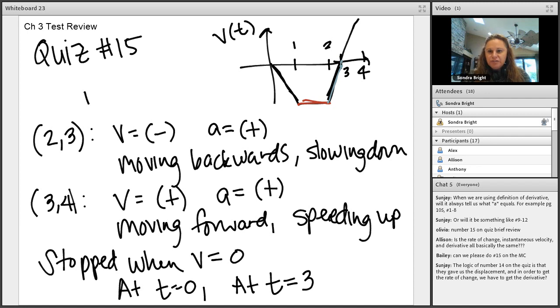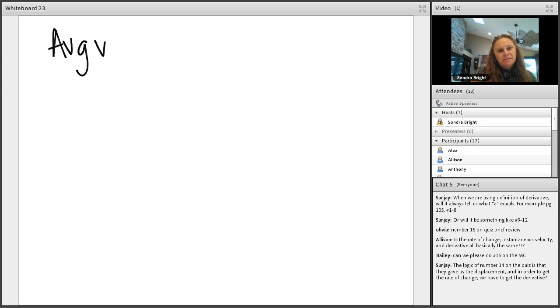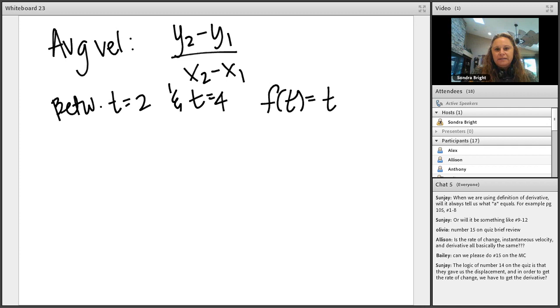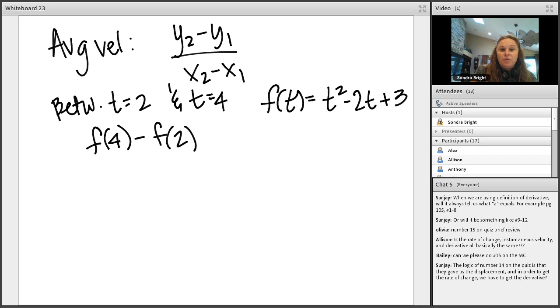With that, are the rate of change, instantaneous velocity, and derivative all basically the same thing? Kind of, except for one thing. Average velocity is the slope you've known since 6th grade: y minus y over x minus x. They'll give you two values, like find the average velocity between when time is 2 and time is 4, and some function like f of t equals t squared minus 2t plus 3. I'm making that up. So you'll do f of 4 minus f of 2, all over 4 minus 2. That's average velocity.